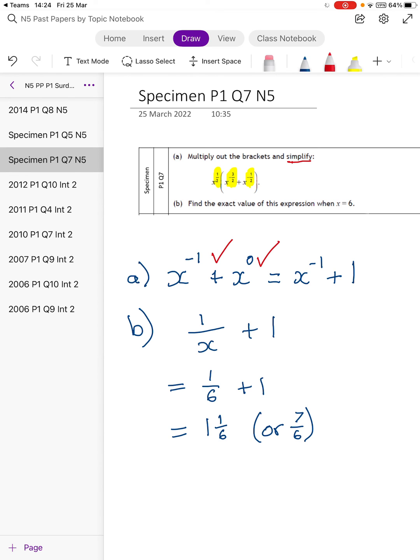So we can have the first 2 marks for the first 2 bits that we wrote down there, and then the last mark on the last line.